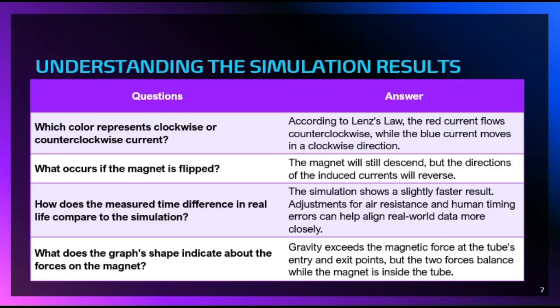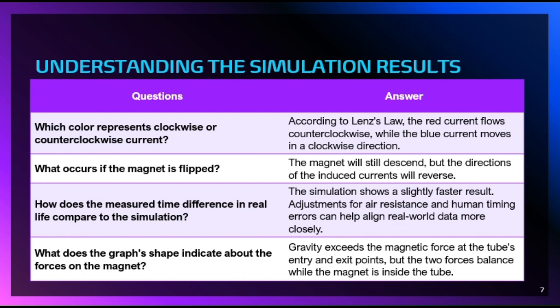So the simulation questions and some interpretations that I had. I used a simulation to explore scientific questions. First, based on Lenz's law, the red current represents the counterclockwise flow, while the blue current represents the clockwise flow. When I flipped the magnet, the directions of the induced currents also reversed, which perfectly followed Lenz's law again. And the simulation fall time was slightly faster than my measured time, and that made sense because the simulation didn't factor in things like air resistance or drag.